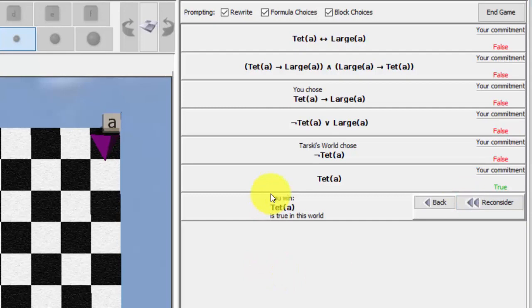And so what the Hintica game is doing as we proceed through it is taking our initial commitment and breaking it down to what else it commits us to, until it gets to an atomic sentence that we are committed to as being true or false in this particular case.